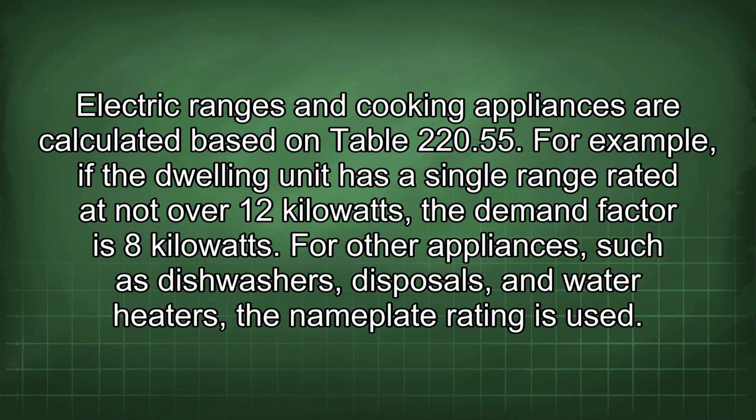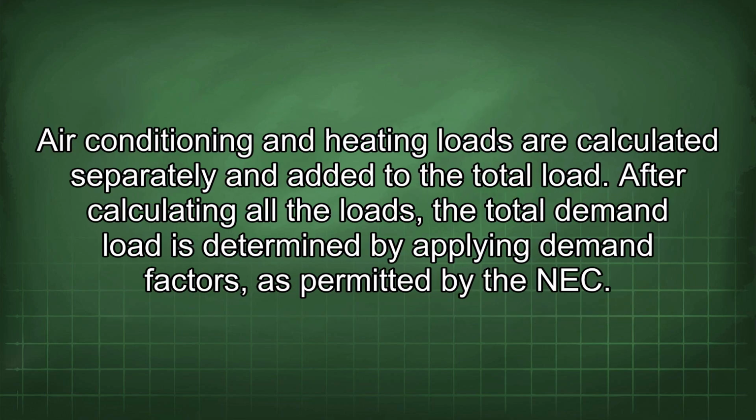Electric ranges and cooking appliances are calculated based on Table 220.55. For example, if the dwelling unit has a single range rated at not over 12 kilowatts, the demand factor is 8 kilowatts. For other appliances, such as dishwashers, disposals, and water heaters, the nameplate rating is used. Air conditioning and heating loads are calculated separately and added to the total load. After calculating all the loads, the total demand load is determined by applying demand factors, as permitted by the NEC.